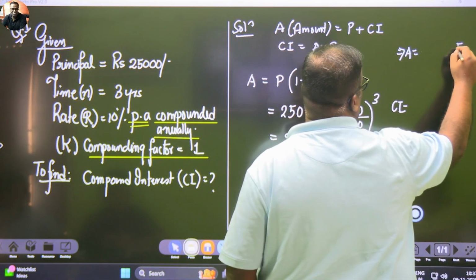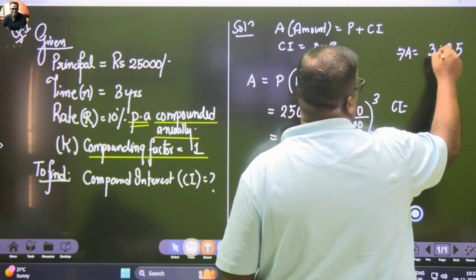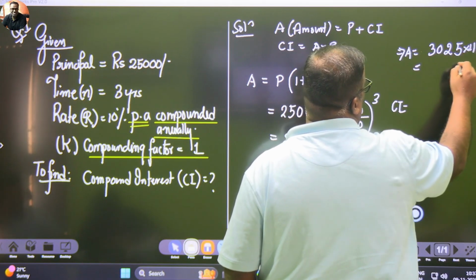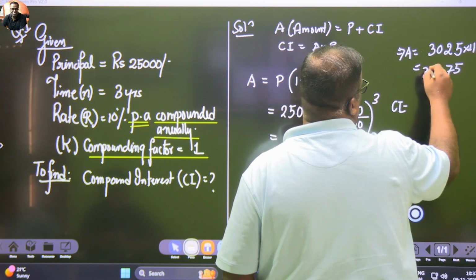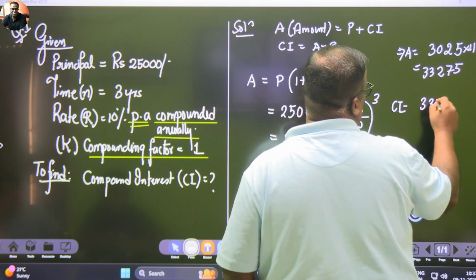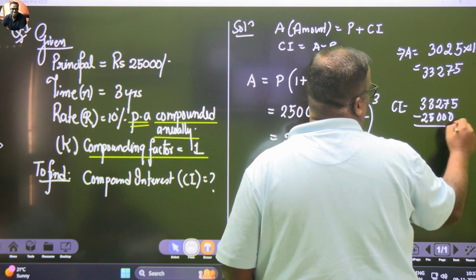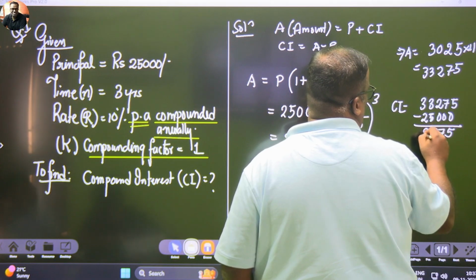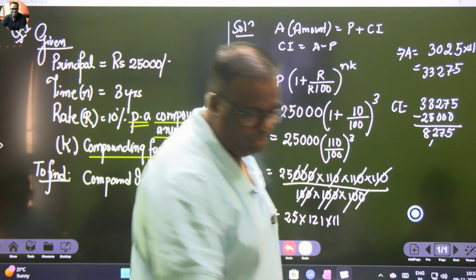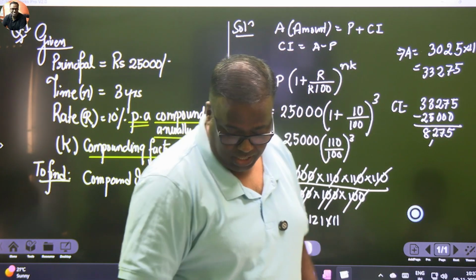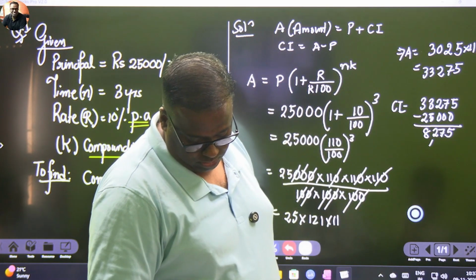25 ones are 25, 2 carry over. 25 2s are 50 plus 2, 52, 2, 5 carry over. 25 ones are 25 plus 5, 30, into 11, 11, 5, 55, 5 carry over, 22, 20 plus 27, 11, 3, 33. CI is equal to 33,275 minus 25,000 is 8,275. Yes, this was the answer. You sit in slow internet, that's why you write a wrong answer. No no, sir can never be wrong.